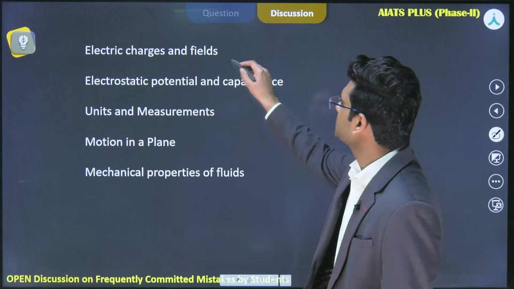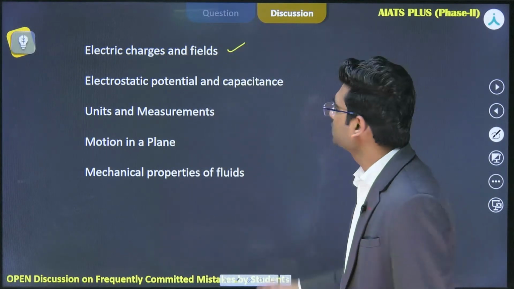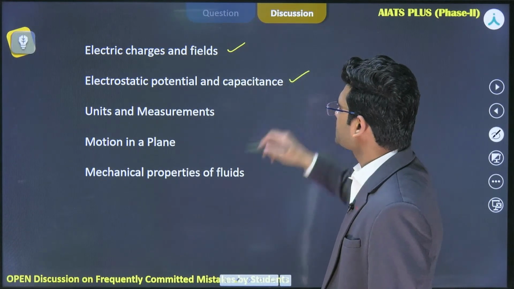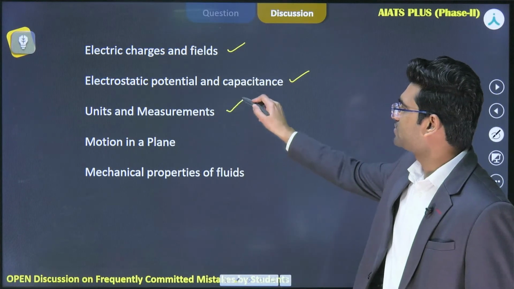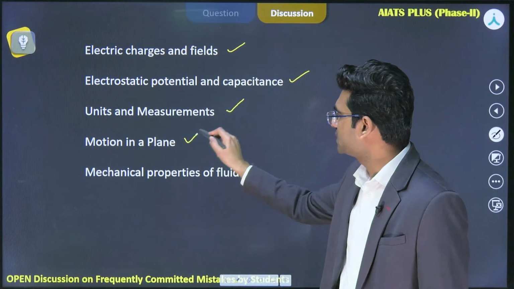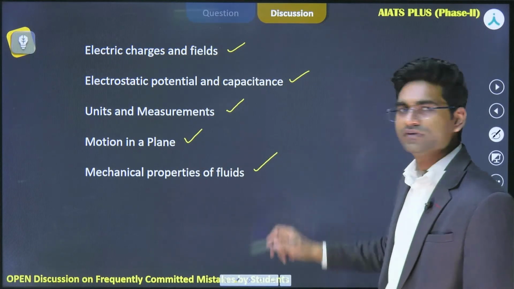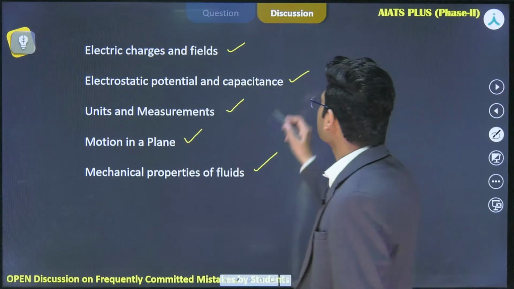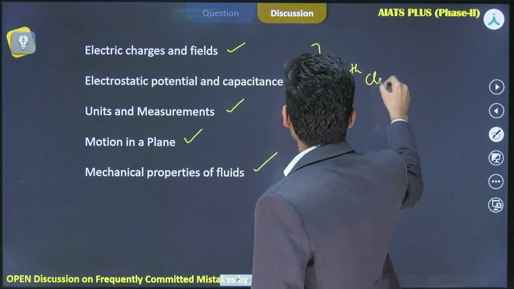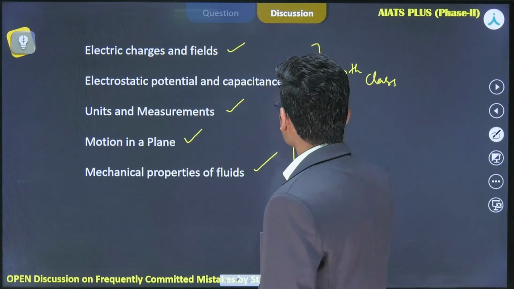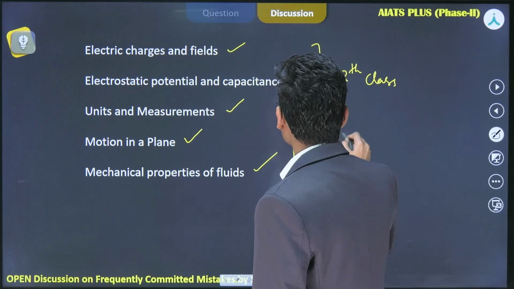The first chapter is electric charges and fields. Second one is electrostatic potential and capacitance. Third one is units and measurements. Fourth one is motion in a plane and mechanical properties of fluids. As you can see, these two chapters are from your 12th class and the other three chapters are from your 11th class. Alright.